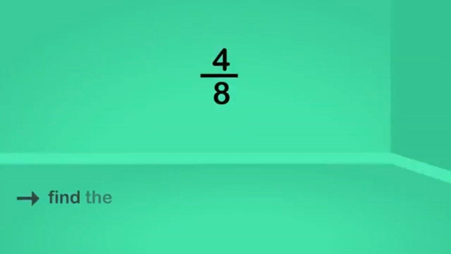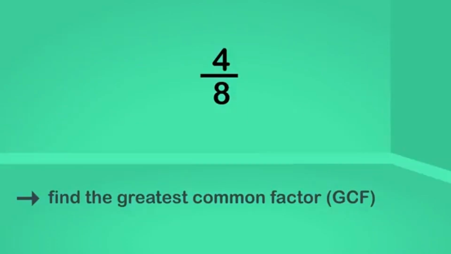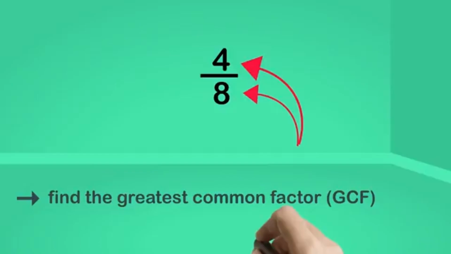First, we find the greatest common factor of both the top number and the bottom number. The greatest common factor is the largest number that will divide evenly into both numbers. 1, 2, and 4 are all common factors. The largest, or greatest, common factor is 4.